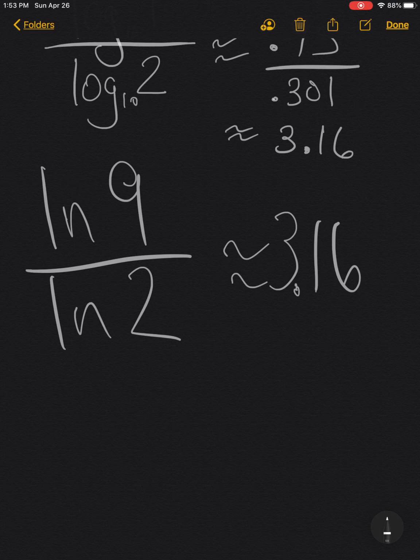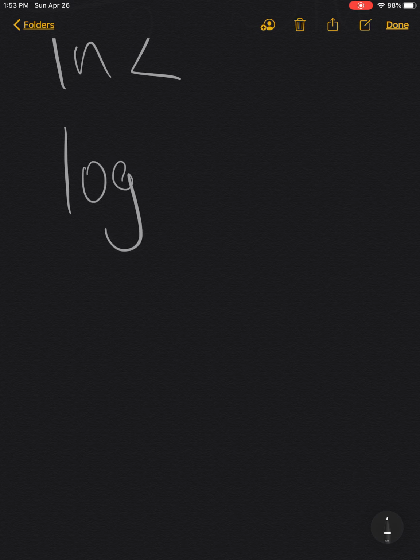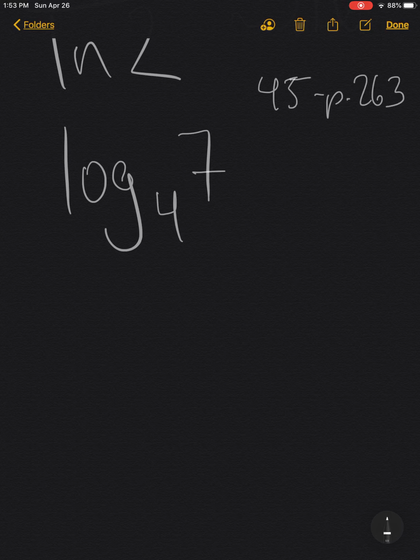So I want you to try one just to make sure you understood all my jibber jabber here. I'm trying my best. I'm taking it from the book. So this says log base 4 of 7. This is number 45 on page 263. Okay, so pause the video and see if you could do it yourself. My calculator keeps messing up on me, so that's why I'm taking so long here.